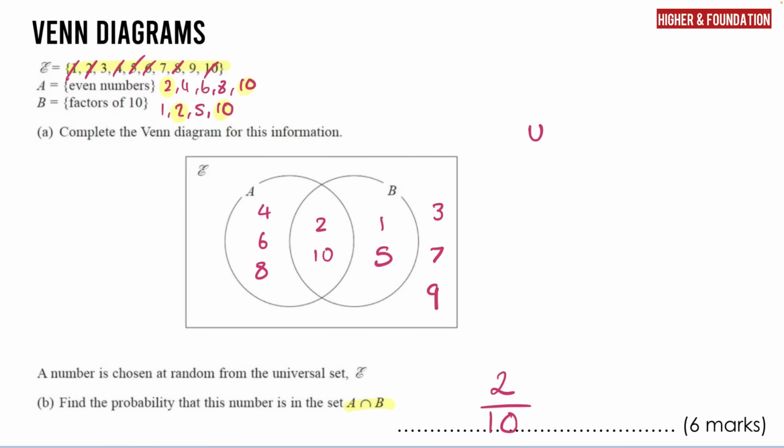You can also be given things like A dash, which means not in A. Now the numbers not in A, you've got the ones just in B, and you've got the one just on the outside here, but you wouldn't be allowed any numbers there that are in the A circle. So lots of different bits that you can be asked about with the Venn diagram. This one was looking at the intersection, and there is your Venn diagram.